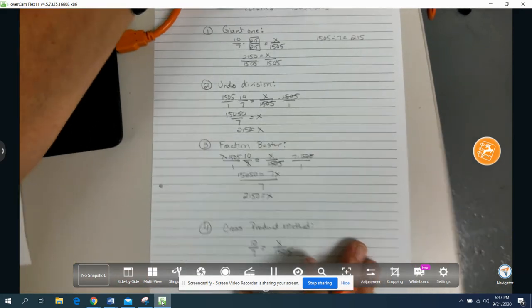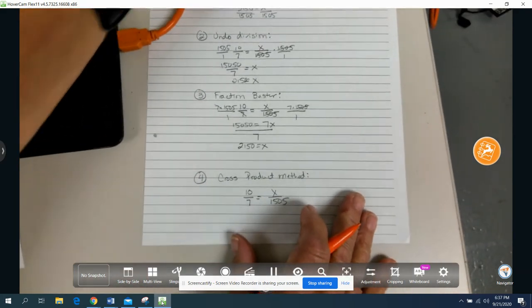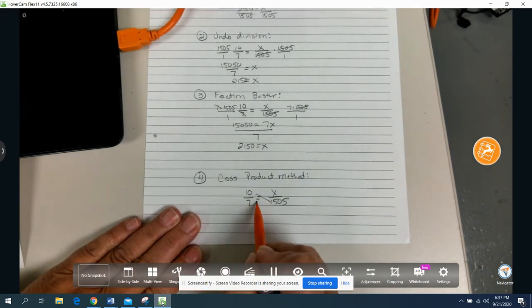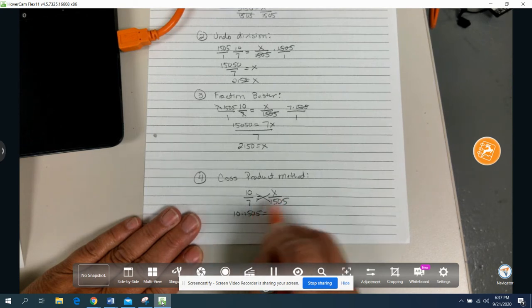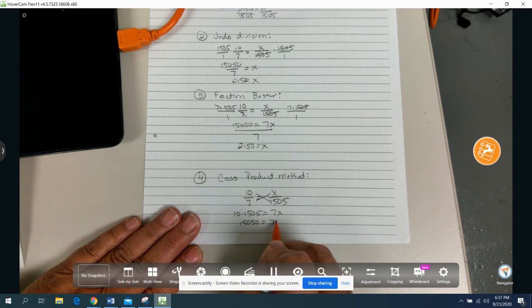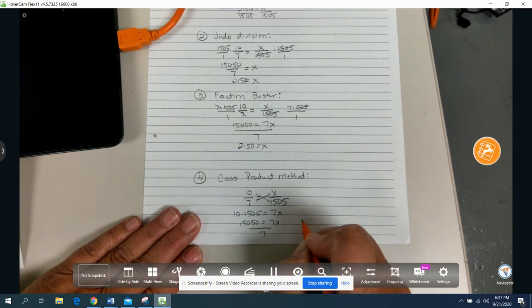All right. There's one last method. It's called the cross products method, which says that I can multiply on the diagonal. So 10 times 1,505 is going to be equal to 7 times x. So if you notice, that's looking very similar to what I have up there. 10 times 1,505 is 15,050, which is equal to 7x. Divide by 7, and I get 2,150 is equal to x.